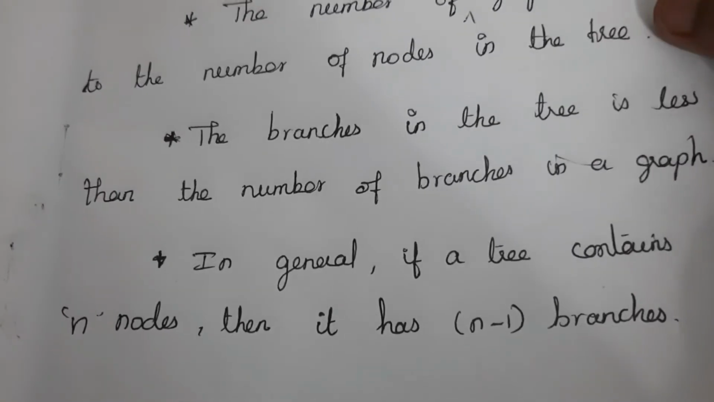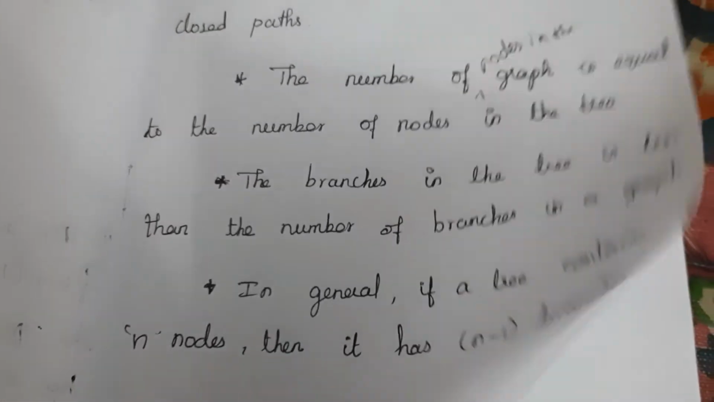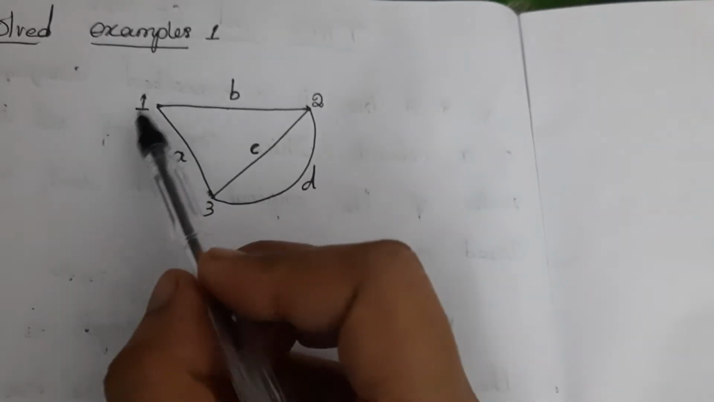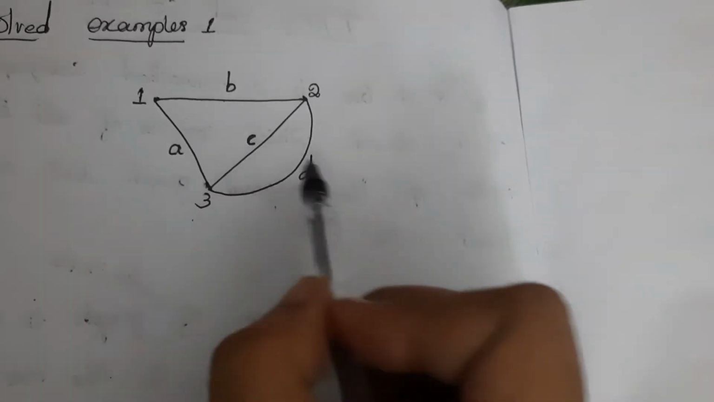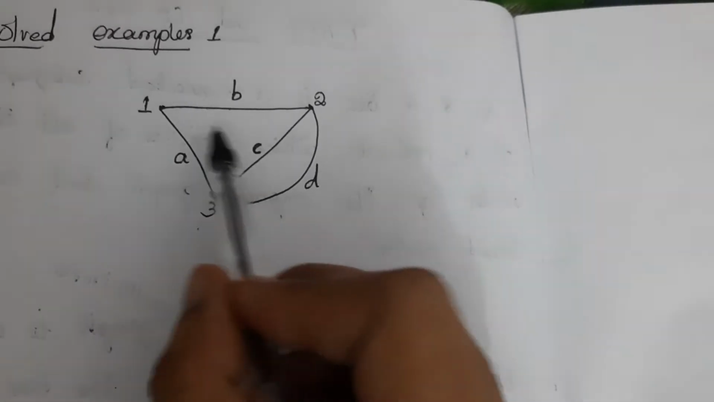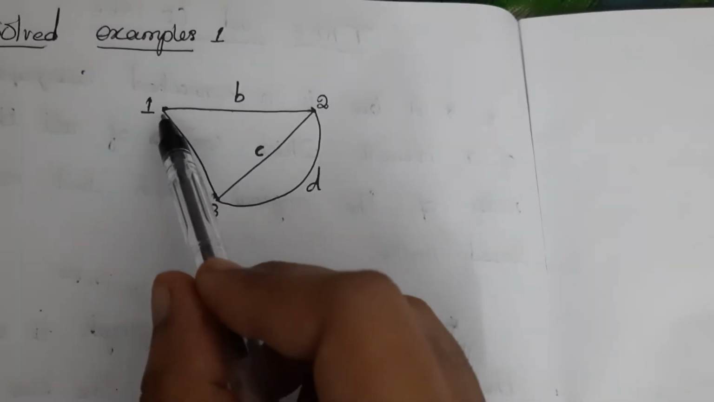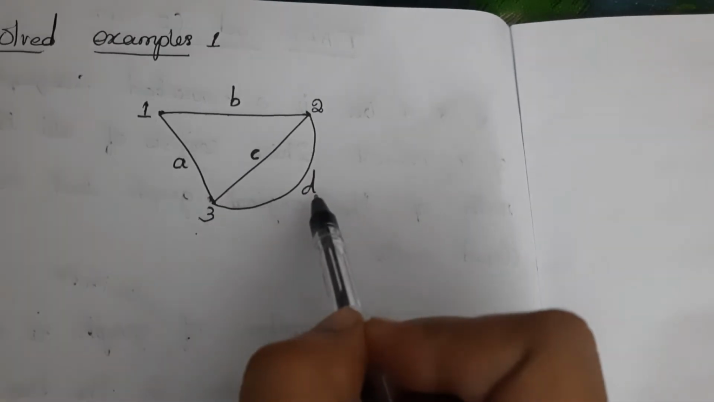And we can see the definition of all this using one solved example. So consider this point, and these are the nodes. This graph contains 3 nodes, 1, 2, 3, and A, B, C, D are branches. So this is the graph of one network, and this graph has 3 nodes and 4 branches.